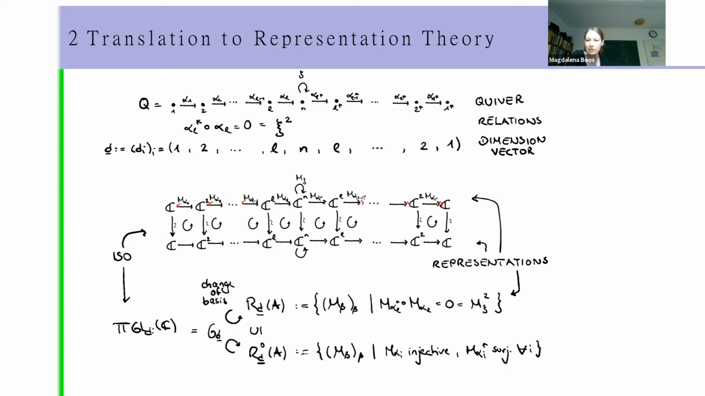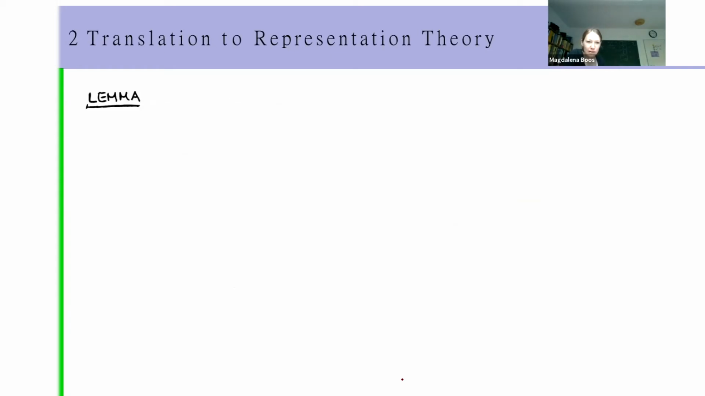And this is the flag condition, which in our translation will inherit the Borel structure. And now we can prove the lemma. It says that the B orbits in M2 are in bijection to the GD orbits in RD0. So this is what we want to know.